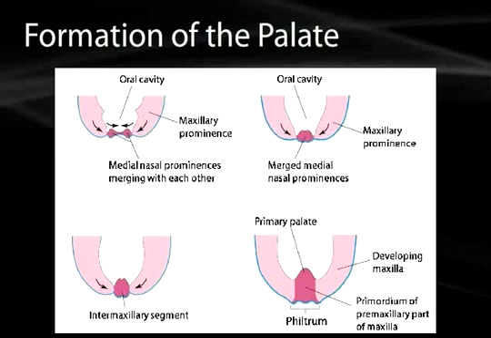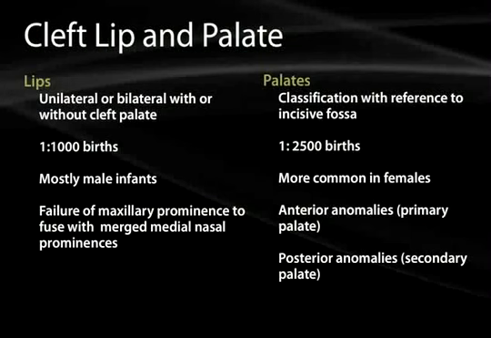So the primary palate is actually a very small component of the palate in general. Most of the malformations, if they're early in the process, will involve the primary palate. If they're late in the process, they may only divide the soft palate or even just a split uvula.